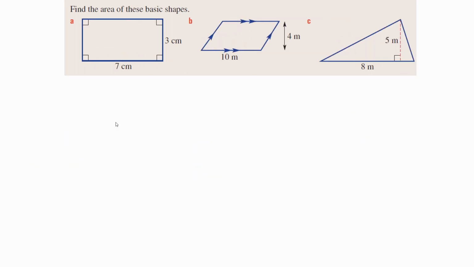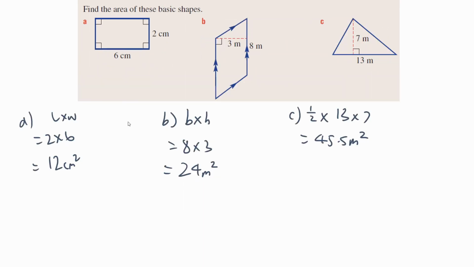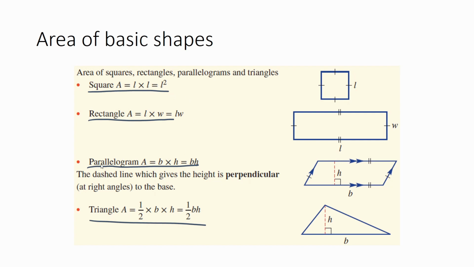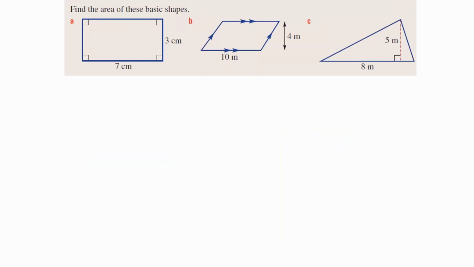Alright, now it's your turn. Just pause the video, have a go at these ones by yourself, and remember you can refer back to these formulas if you need to. Alright, so for a square, same as before, area of a rectangle, is base times height.